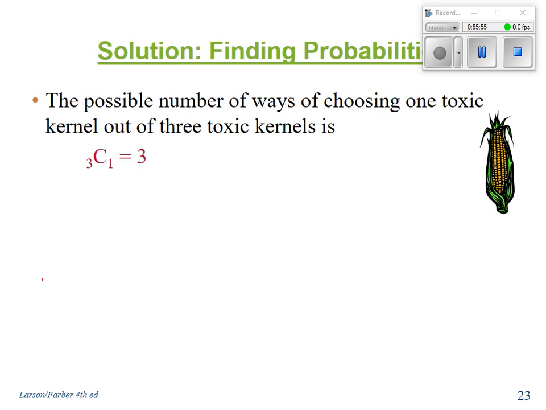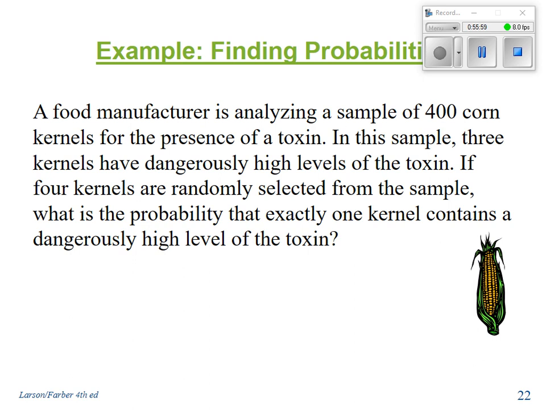Oh, why are we skipping the corn one? So now we go back. Skipping the corn one on that? A food manufacturer is analyzing a sample of 400 corn kernels for the presence of a toxin. In this sample, 3 kernels have dangerously high levels of the toxin. If 4 kernels are randomly selected from the sample, what is the probability exactly 1 kernel contains the dangerously high level of toxin? Such a beautifully worded question.